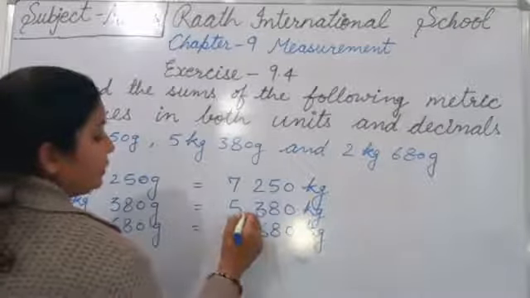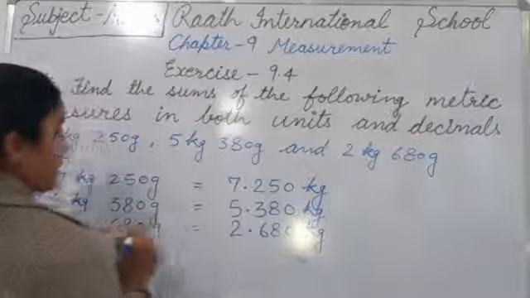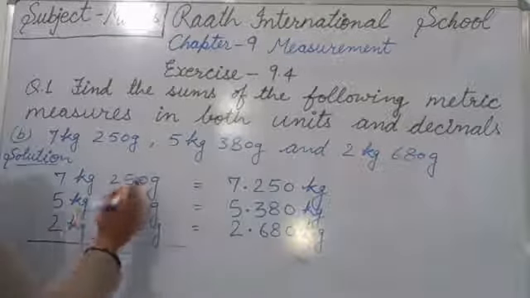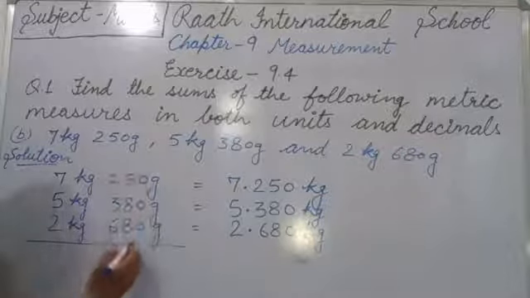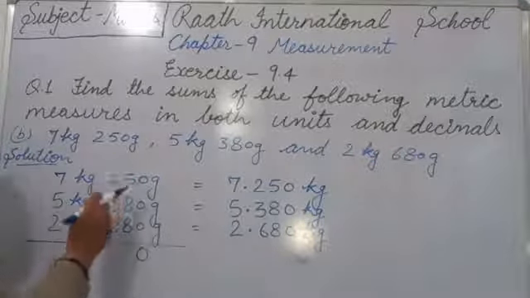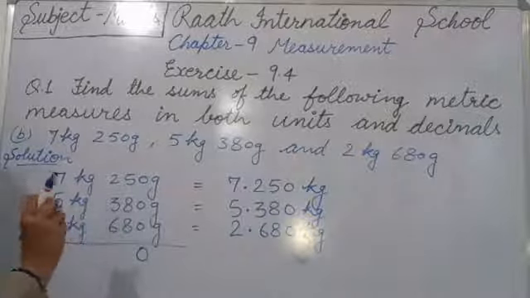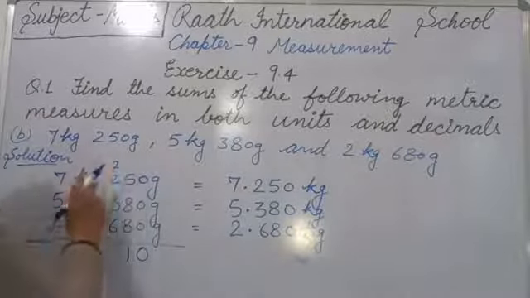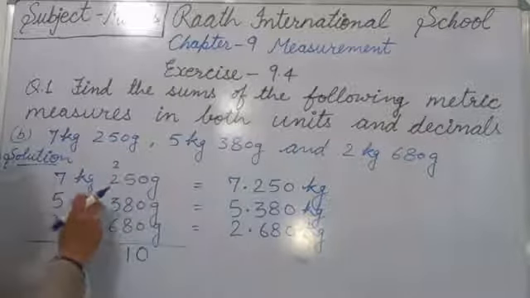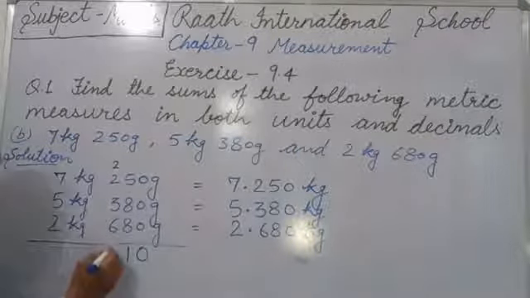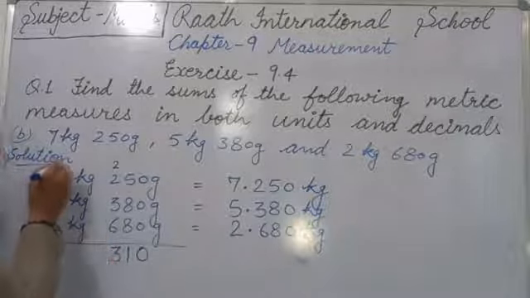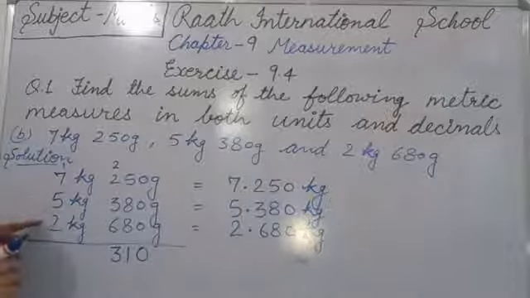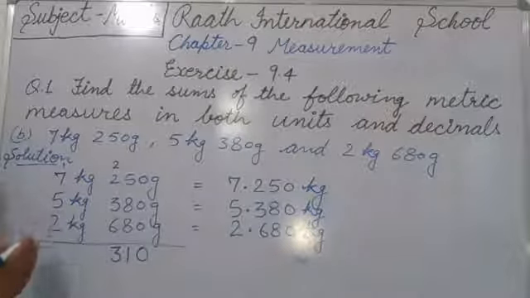Now do addition. These all are decimals. So firstly we do the units addition, then the decimal. 0, 0, 0. All three are 0. So write here 0. Now 5, 8 plus 8, 16, 16 plus 5, 21. We write here 1 and 2 goes carry. 2 plus 2, 4, 4 plus 3, 7, 7 plus 6, 13. We write here 3 and 1 goes carry. 7 plus 1, 8, 8 plus 2, 10, 10 plus 5, 15.